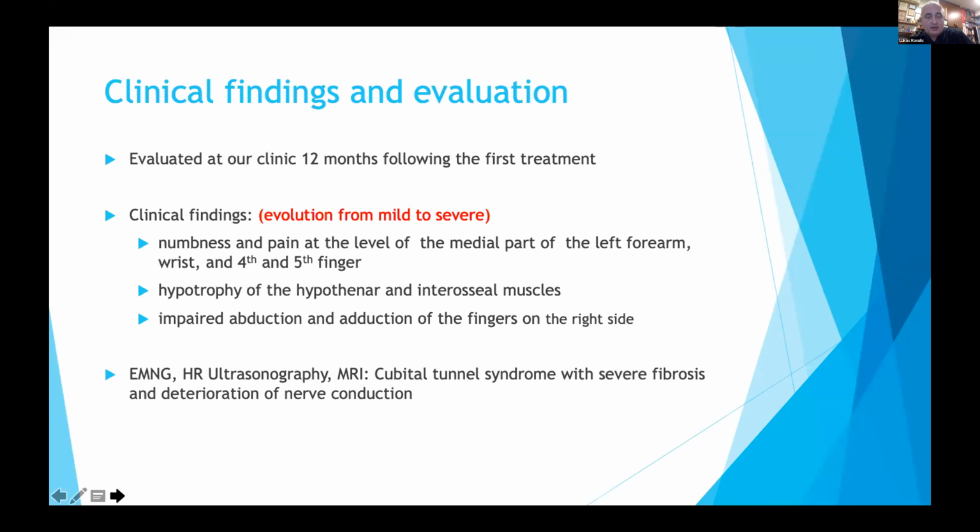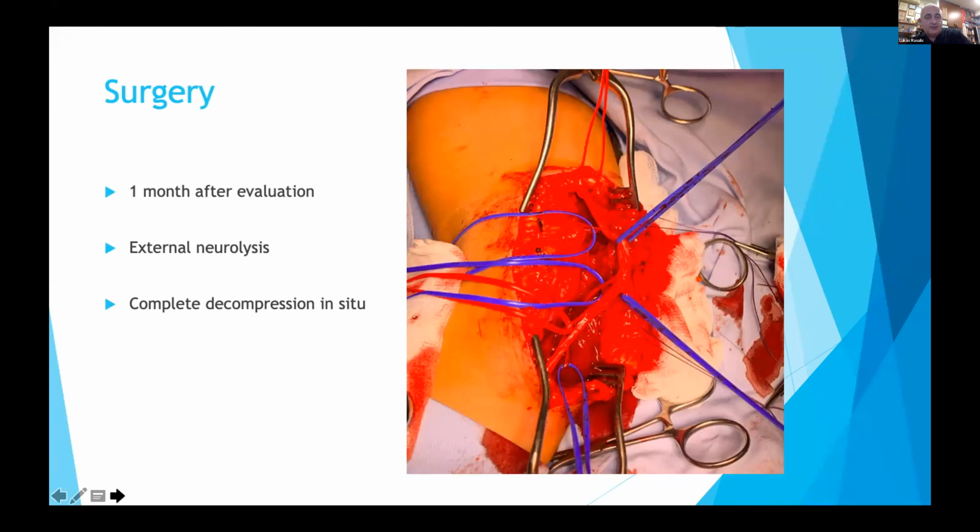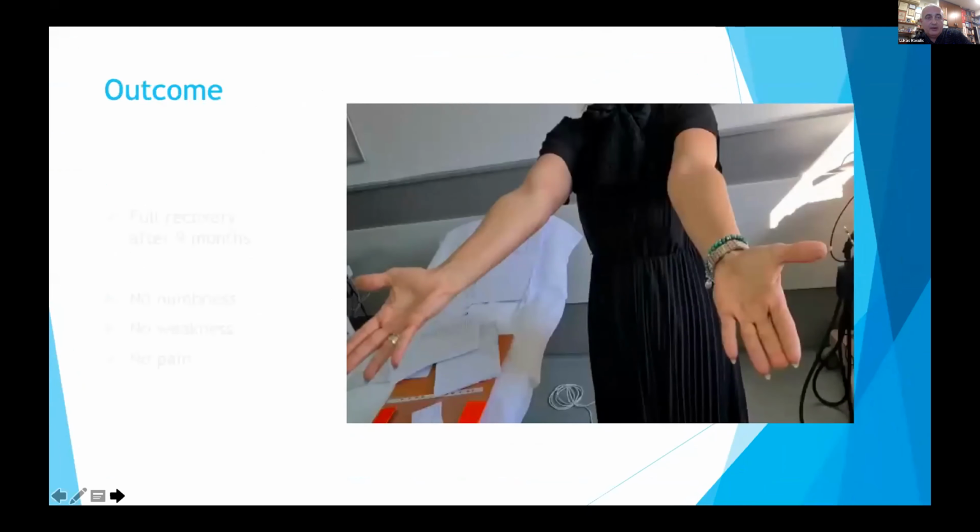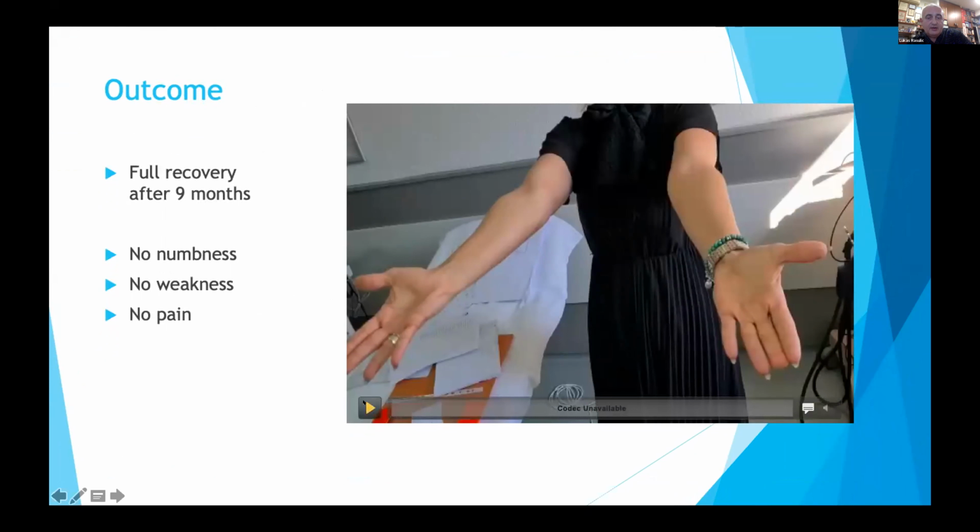Then 1 month after first evaluation in our clinic, I operated on this patient, and I decided to make an extended exploration, external neurolysis, complete decompression in situ with preservation of all branches of the ulnar nerve, very careful dissection, and then the outcome after 9 months: there was no numbness, no weakness, no pain. And if this video is not working, I will kill my residents who prepared this presentation. But this appears as a very good functional recovery and quality of life for this patient, and this patient was very satisfied after this surgery.